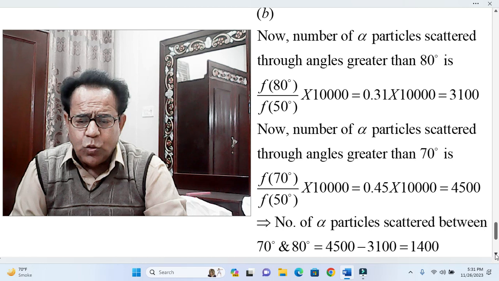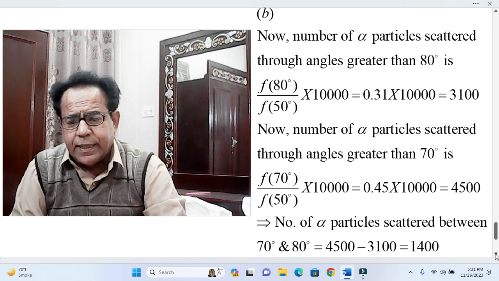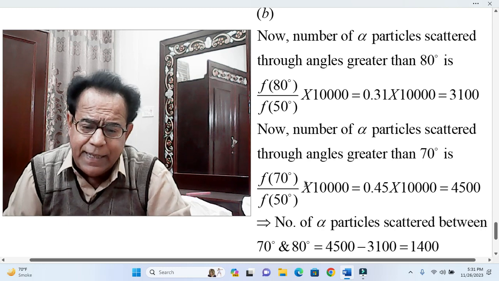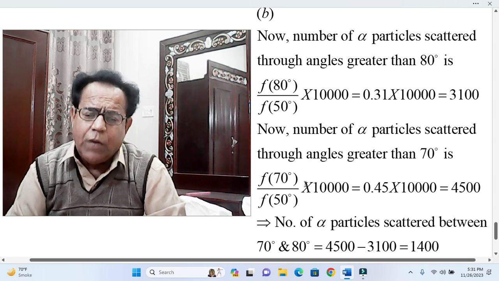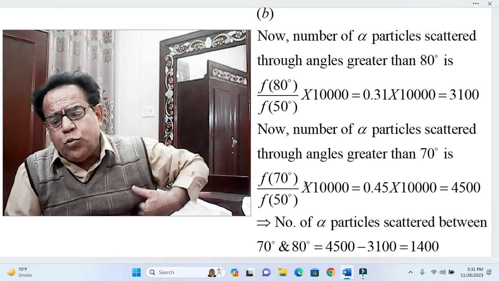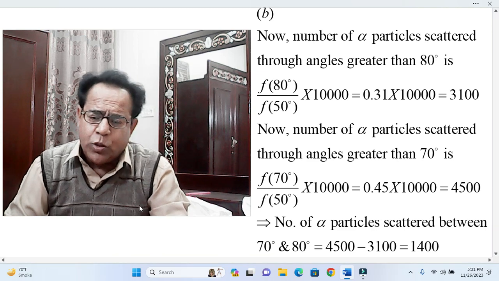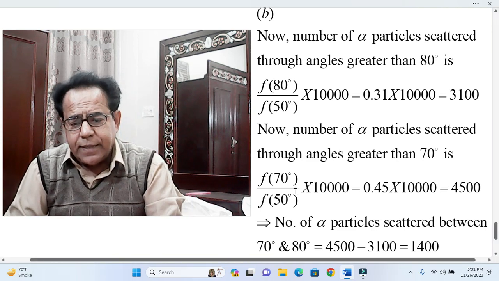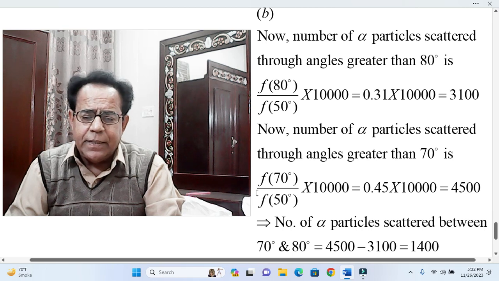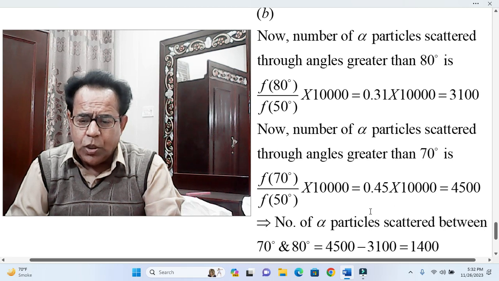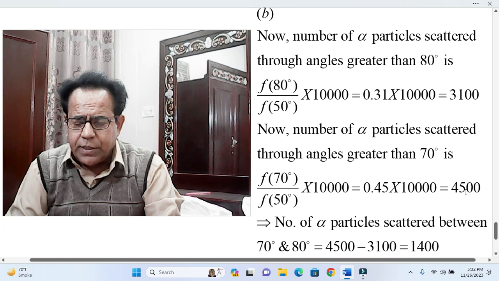Now we are coming to the next requirement, that is, the number of alpha particles scattered through angle greater than 70 is F70 over F50. Dear students, as I have said, in every calculation 50 is involved. However, the remaining three values, 90, 80, 70, are changing, but 50 is compared with every value. The number of alpha particles scattered through angles greater than 70 degree is F70 degree over F50 degree multiplied by 10,000. This becomes equal to 0.45 into 10,000, which is 4,500.